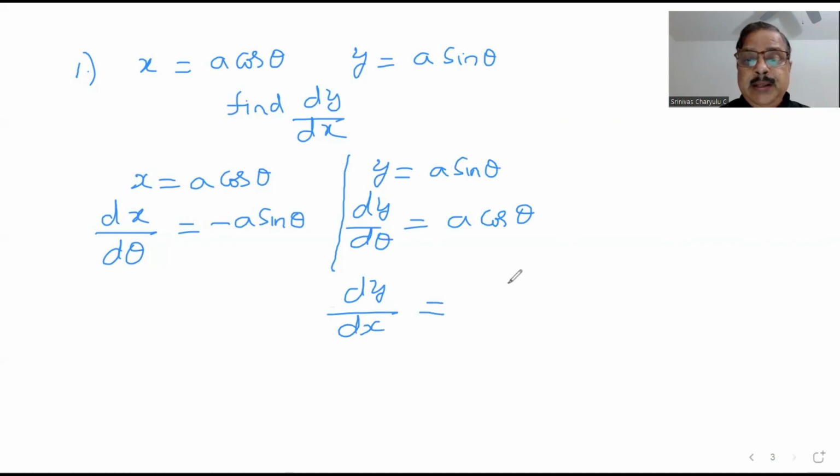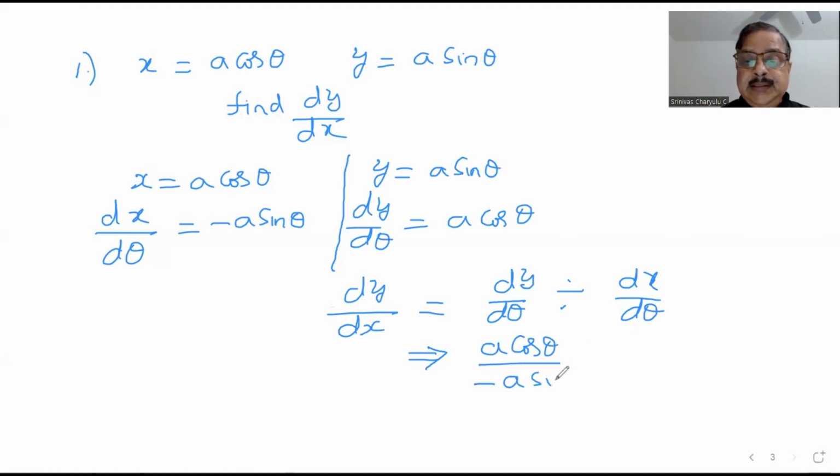If you want dy by dx, what should I do? dy by d theta divided by dx by d theta. So what is dy by d theta? a cos theta divided by minus a sin theta. Cancel a and a, plus by minus is minus, cot theta. This is our first sum.